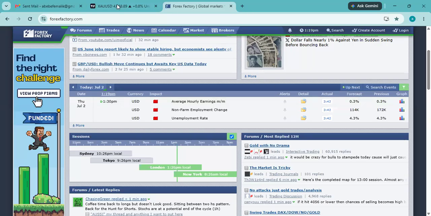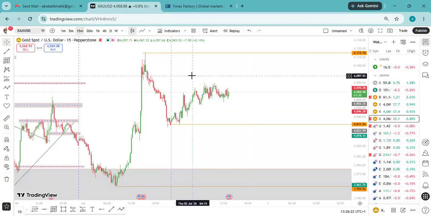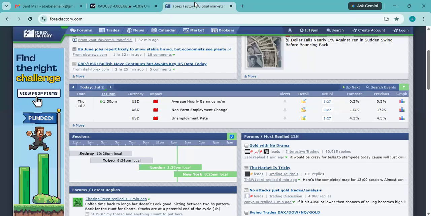Right. So let's go back. And please get your account ready. Get your account ready. All right. So let's get our account ready.